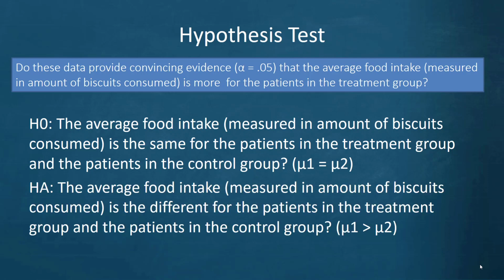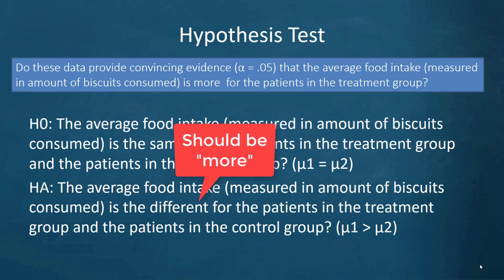And similarly, HA is the average food intake, measured in amounts of biscuits consumed, is different for the patients in the treatment group and the patients in the control group. Mu1 is greater than mu2.